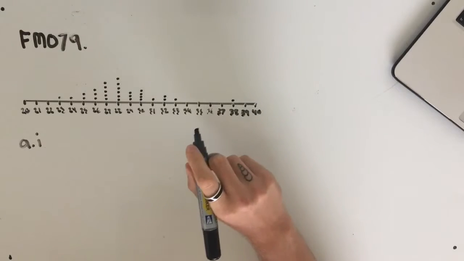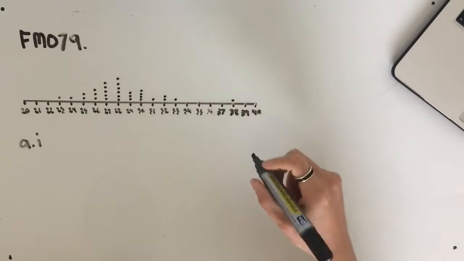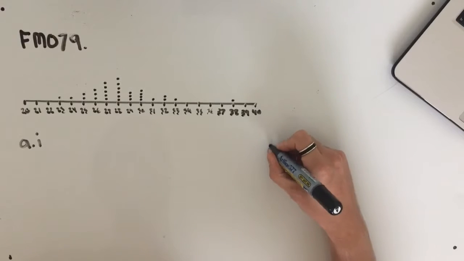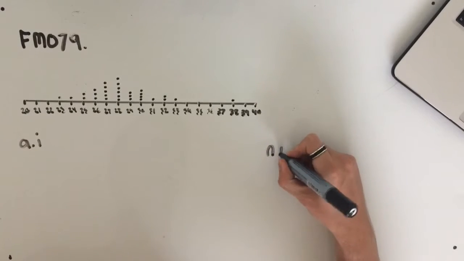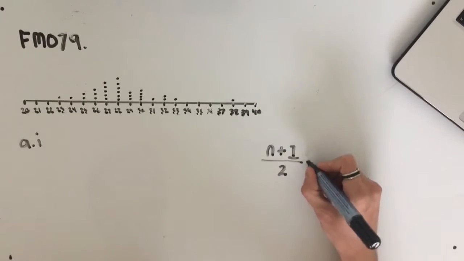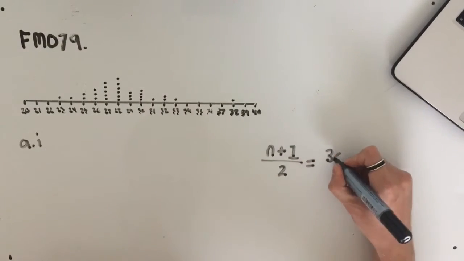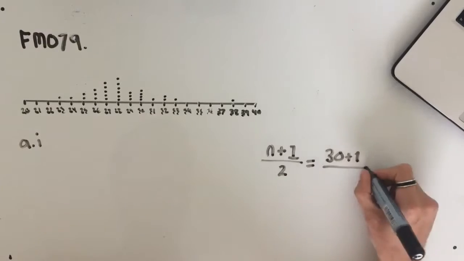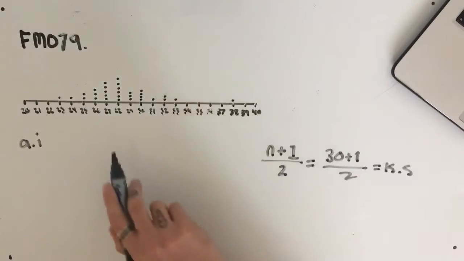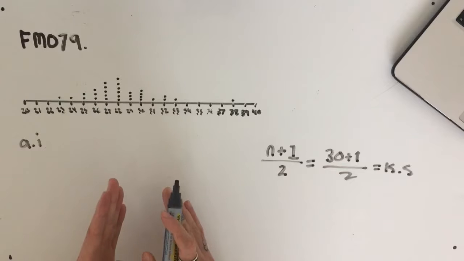To find the median number of times this student cursed, we take our 30 plots, and we know that our median is going to be n plus 1 divided by 2. In this case we have 30 points of data, so 30 plus 1 divided by 2 is 15.5. So we know that the average of the 15th point and the 16th point is going to give us our median.